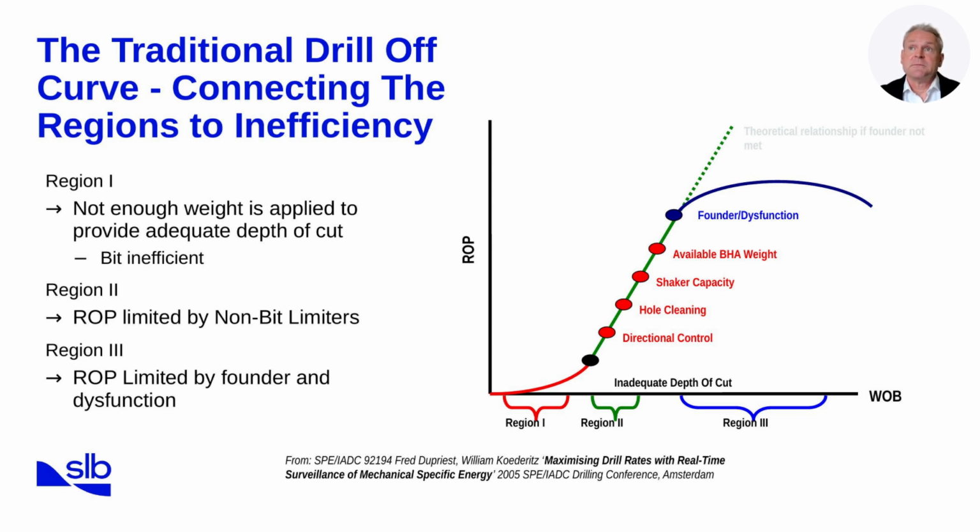This is where we see balling, stick slip, whirl, or severe vibrations limiting ROP, regardless of how much additional weight is applied. The theoretical relationship, if founder were not present, would continue upward, but in practice the curve flattens. The graph shows weight on bit plotted against ROP. You'll see the 3 labelled regions with causes of inefficiency listed alongside.